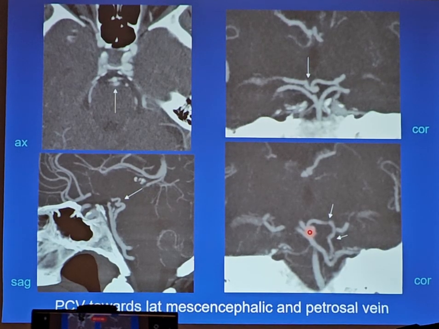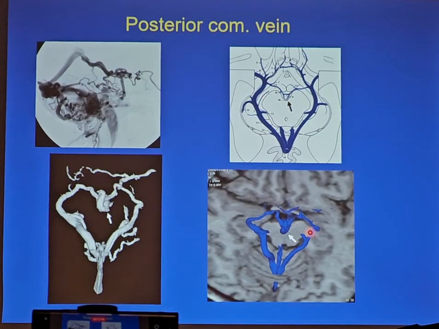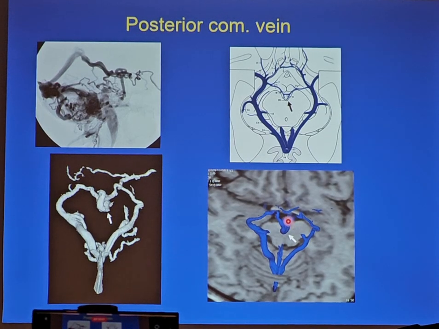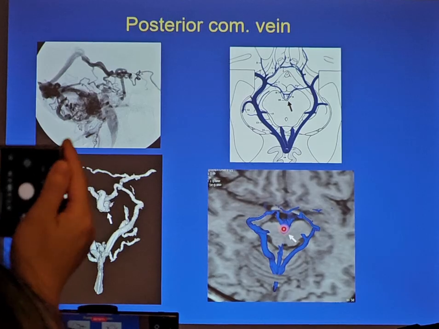So it can certainly be seen on imaging, on CTV and CTA. It can be congested if there's a brain AVM or dural shunt draining into the region. You can see an outline of the entire system and its tributaries, including the posterior communicating venous system.